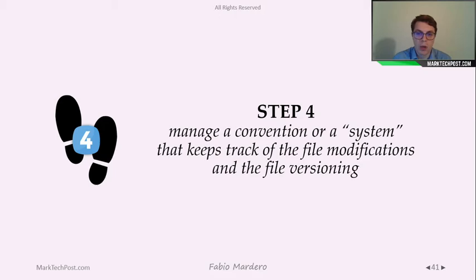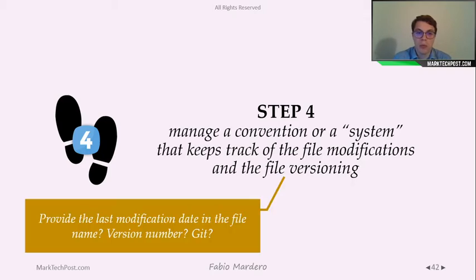And finally, we have to manage a convention or a sort of system, a program that keeps track of the file modifications and the file versioning. For example, do we want to provide the last modification date in the file name or a single version number? Do we want to use Git? These are some of the questions that need to be answered in the last step when developing the environment in which we will work when coding with Python.